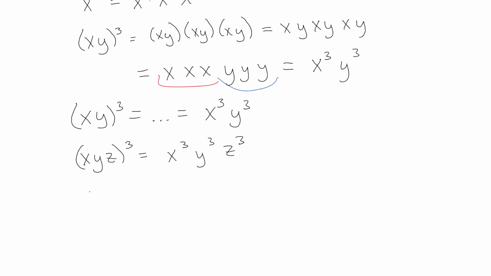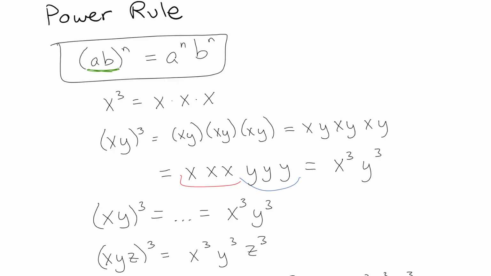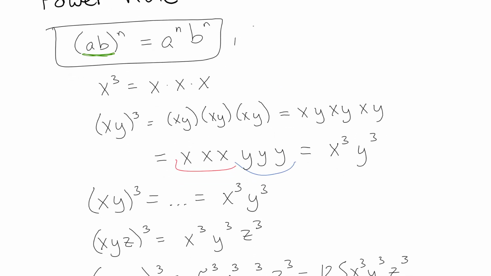If we had 5xyz cubed, it would still come out to 5 cubed, x cubed, y cubed, z cubed. That would be 125 x cubed, y cubed, z cubed, but that doesn't matter. Basically the idea is that the power rule means that if you have a whole bunch of stuff all raised to a certain power, everything in that is raised to the power. And that's only if they're being multiplied by each other. So this is true here.